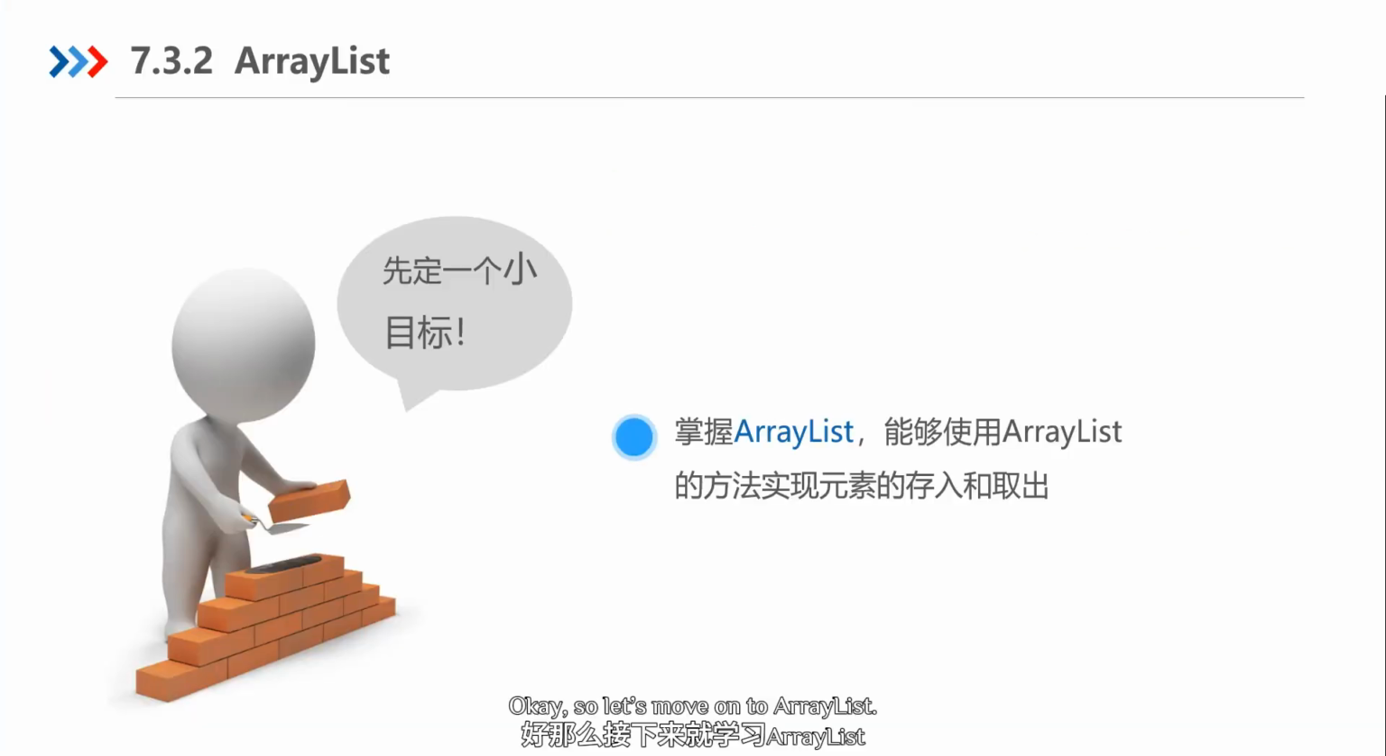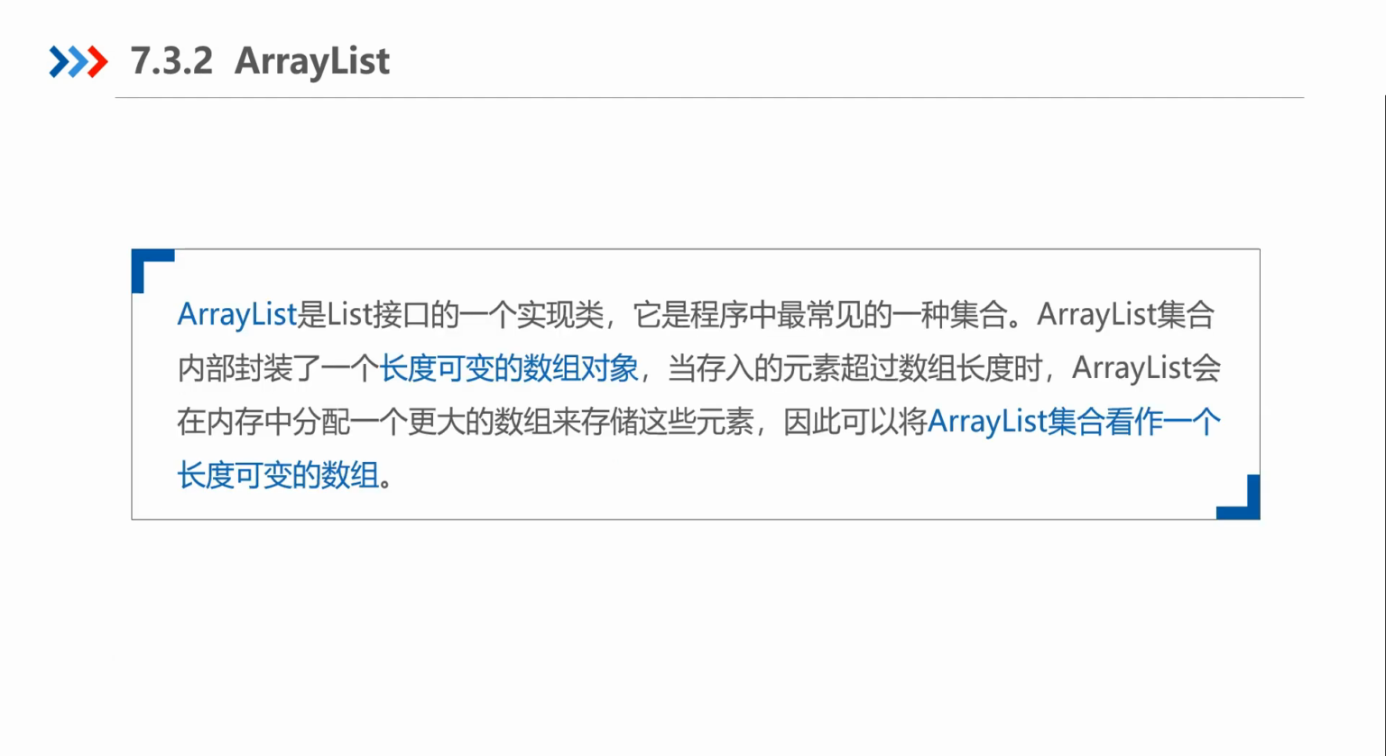Okay, so let's move on to ArrayList. ArrayList is not the same as list and collection. It is the implementation class. The two just now are a super interface and a sub-interface. ArrayList is an implementation of the list interface. And since it's an implementation, we can manipulate it. When we were demonstrating, it was all ArrayList operations.